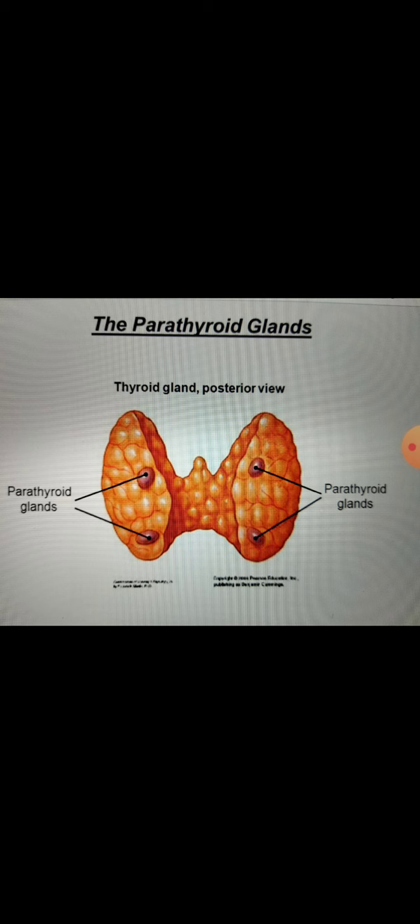Also, if we talk about its physiology, you know that these glands basically secrete the parathyroid hormone. This hormone increases the blood level of calcium by promoting the release of calcium from the bone, and it also regulates the phosphorus metabolism, and it increases the calcium reabsorption by the renal tubules.